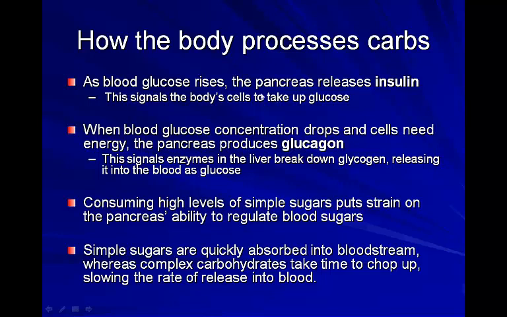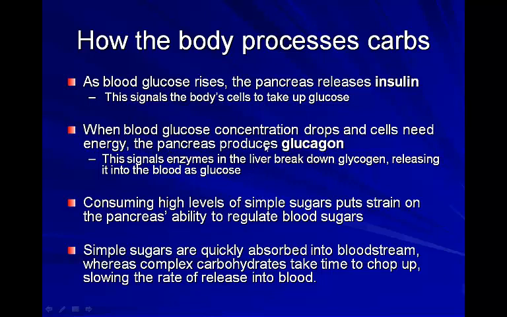And once that happens, you're going to have high levels of sugar floating around. The pancreas will sense that and release insulin. And this will signal the body cells to take up glucose. So insulin is the key that unlocks the door to get glucose inside the cells. So when that blood concentration drops and the cells need energy, the pancreas will produce glucagon.